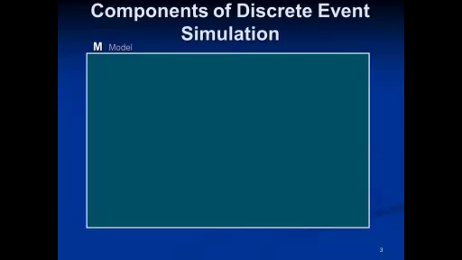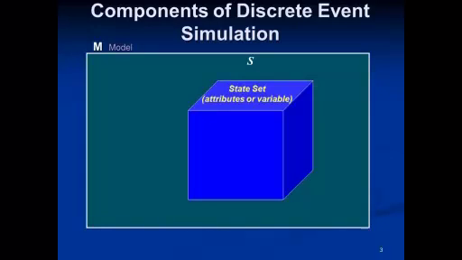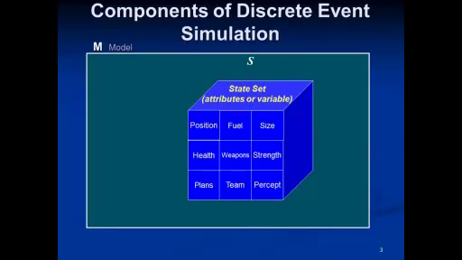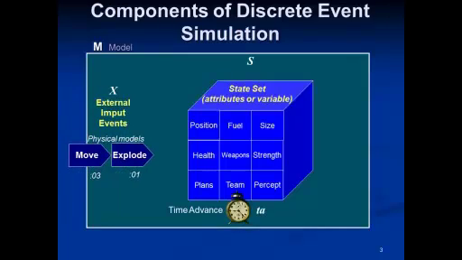This is not the simulation we're going to look at, but this is a typical discrete event simulation where you have your model boundary and a set of state variables. This particular one perhaps represents a combat model where you have position, fuel, size, health, strength, weapons, and so forth. You have some time advance mechanism. You have some external input events that are represented by physical models. You may have a model for moving, and then a model for direct fire combat, for example, or indirect fire combat where some explosion occurs.